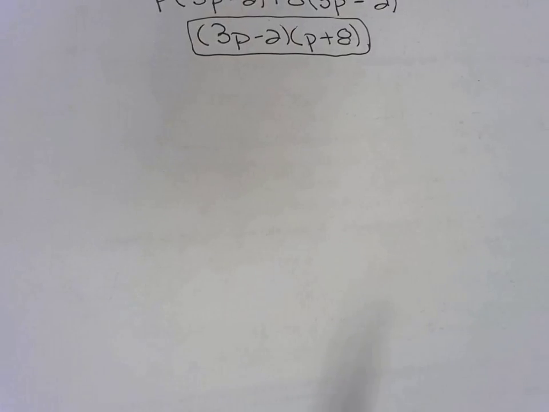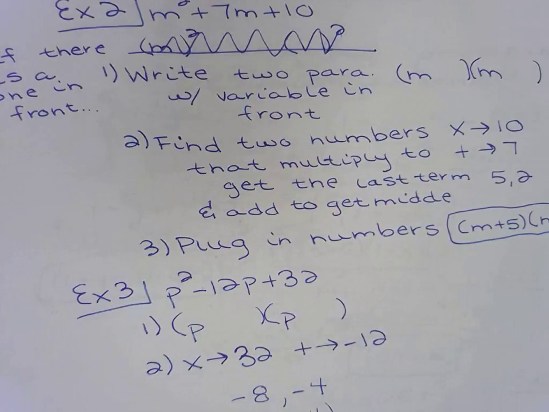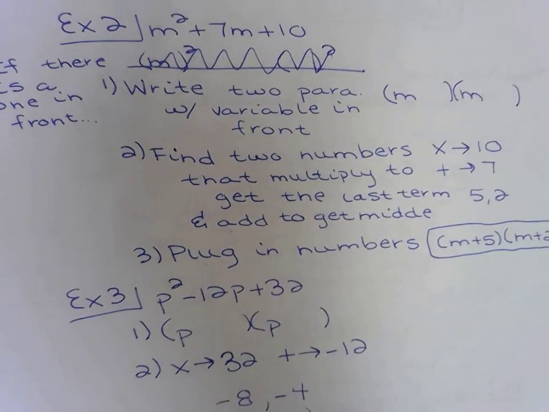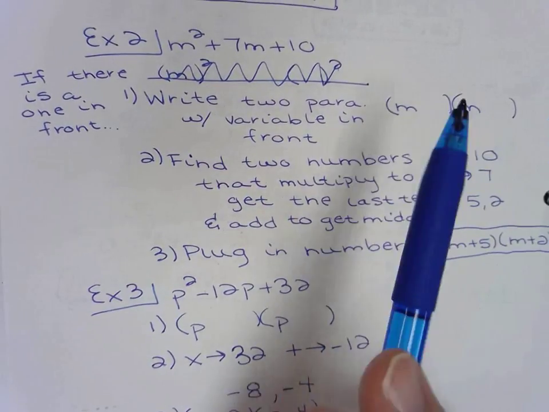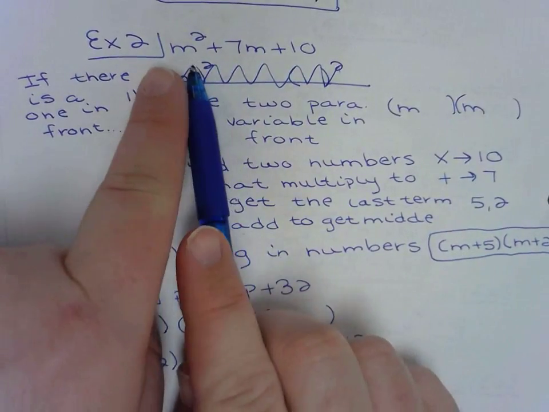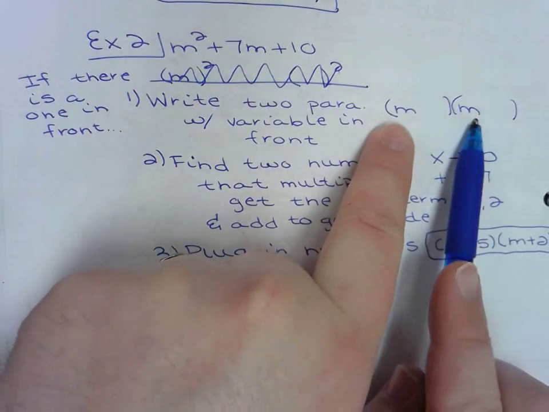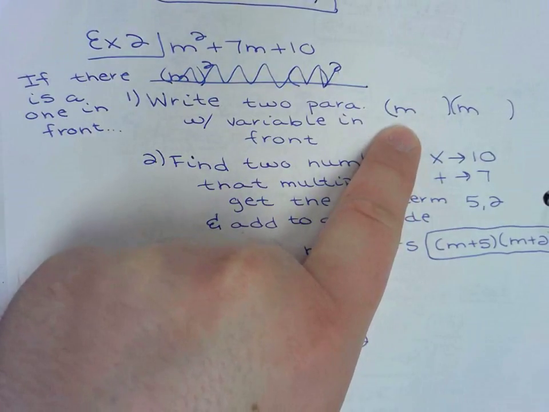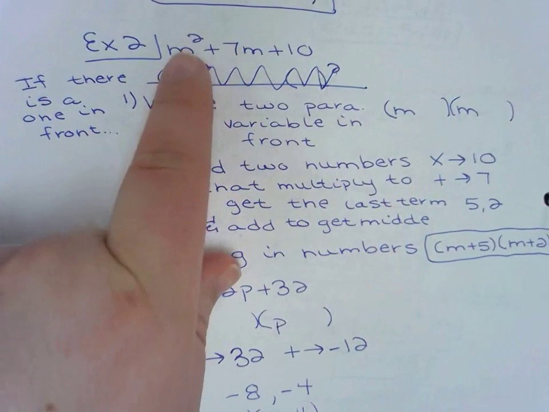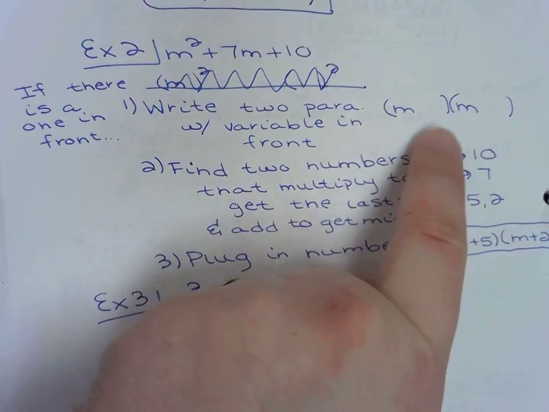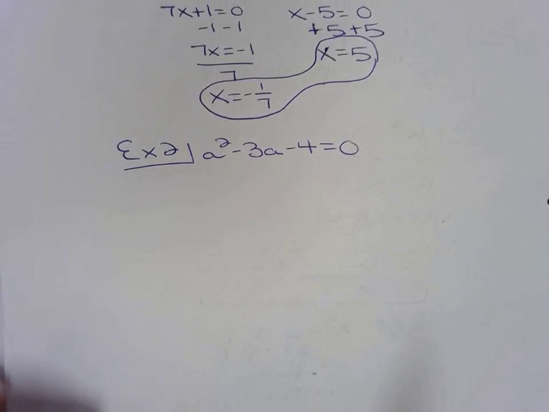Here, flip to page 52. If there's a 1 in front, here's the shortcut. We talked about this last week. If there is a 1 in front, like this one, I split it into my two parentheses and put m in front. So that's how you do it. If it is a trinomial with no number, which means there's a 1 in front of m squared, you can do it this way. Use the shortcut. It will make your life easier.